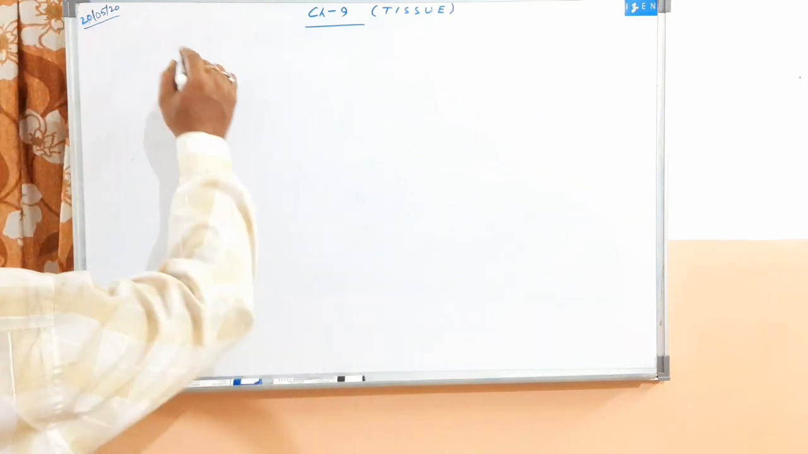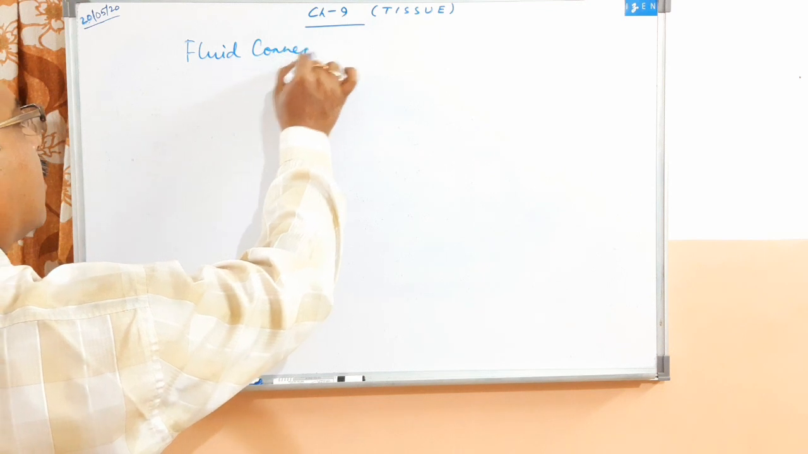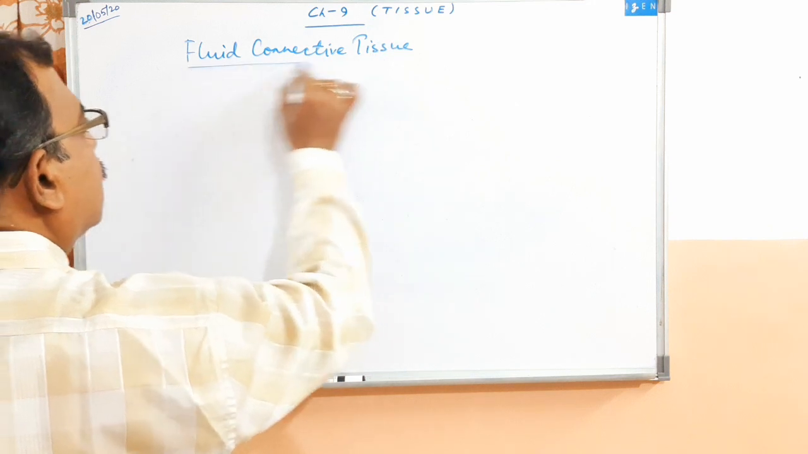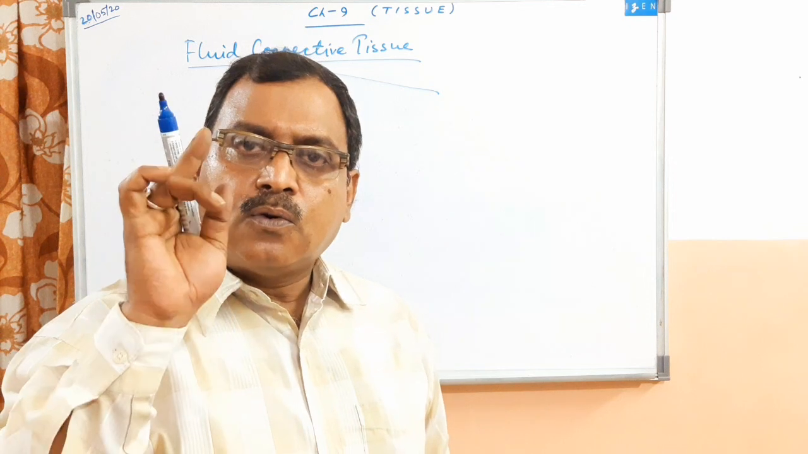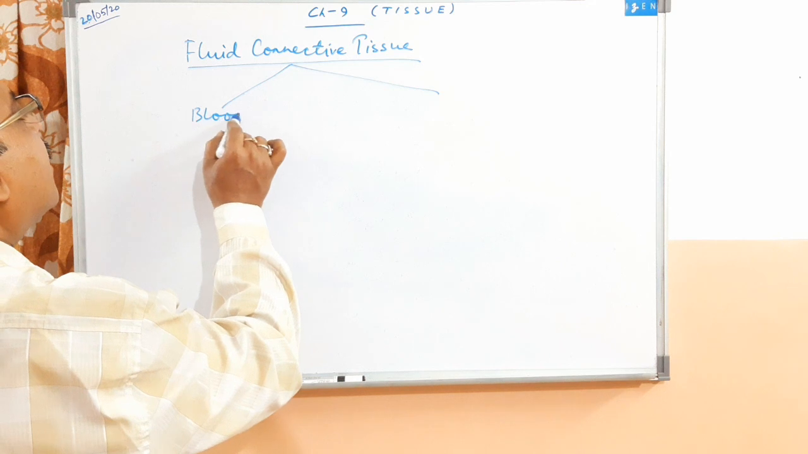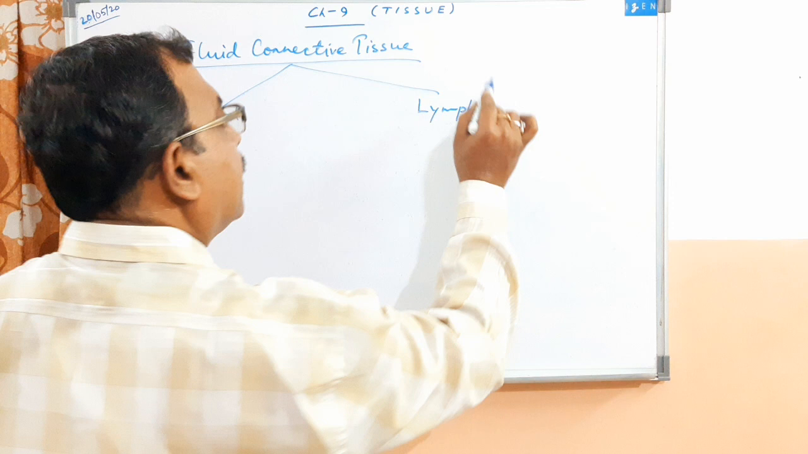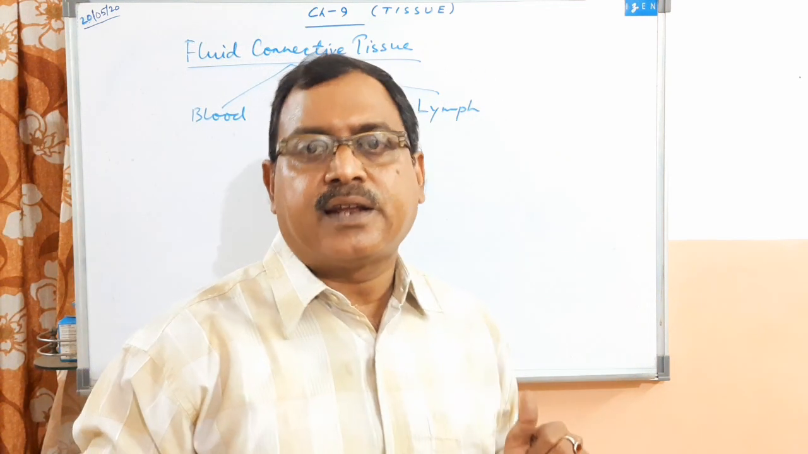Welcome back, children. So today we will learn about fluid connective tissue. Fluid connective tissue is divided into two main parts. First is blood, second is lymph, blood and lymph. These two come under fluid connective tissue.